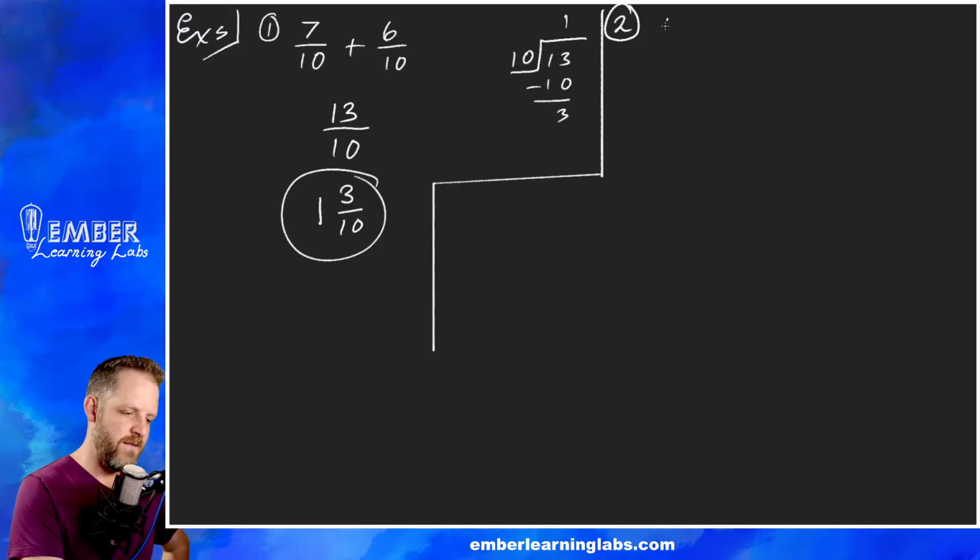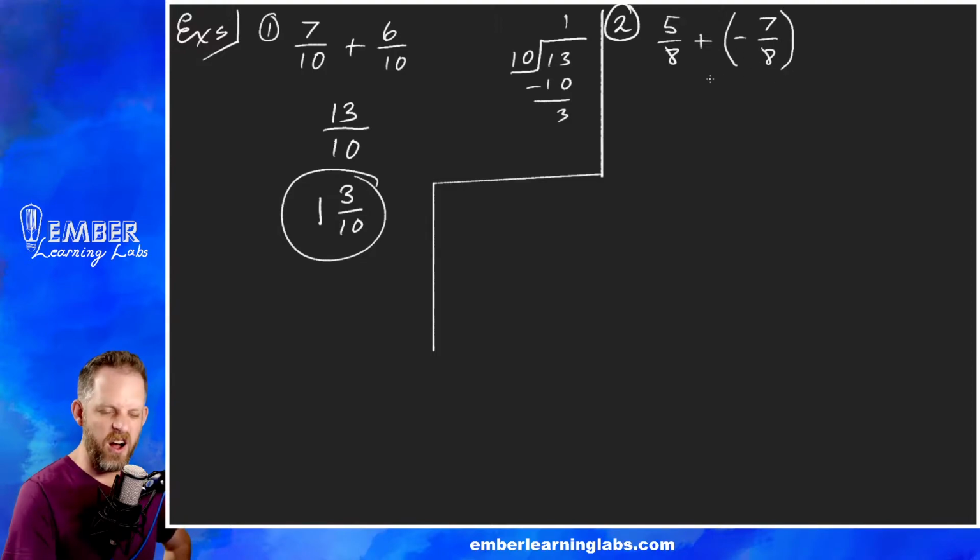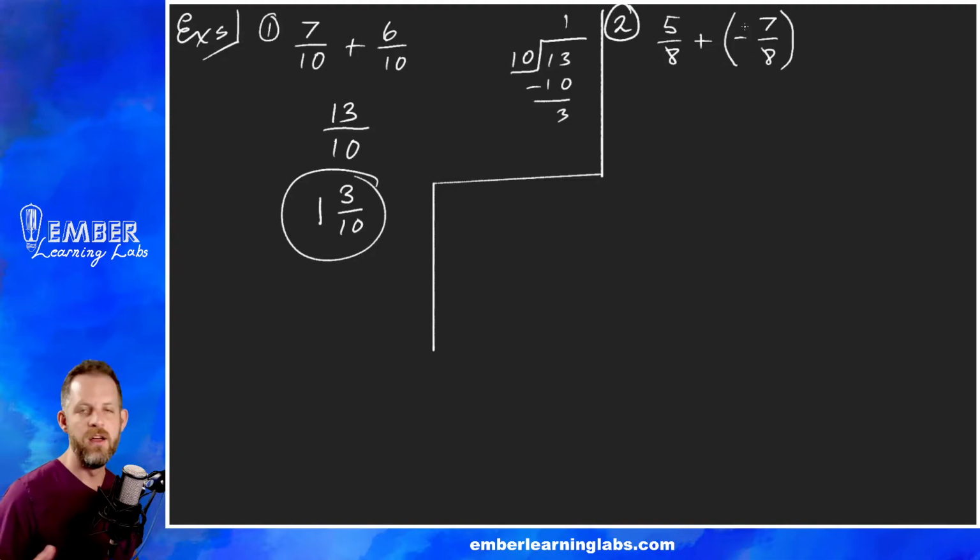So 5/8 plus negative 7/8. Now remember, when we have parentheses like this, all the parentheses is there for is to upgrade our neatness, right? So we don't accidentally bring that over and connect them or do anything weird with that. That's the only reason the parentheses are there.